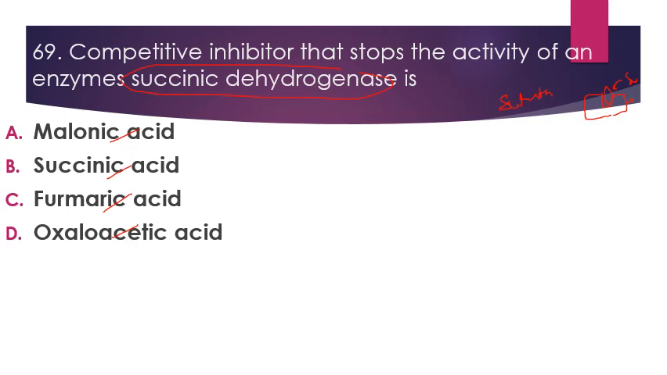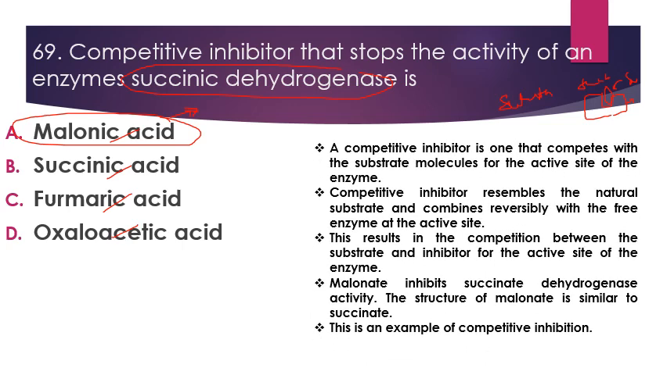So these inhibitors are known as competitive inhibitors, means they will mimic the substrate and occupy active sites on enzyme. So the right answer is malonic acid. Malonic acid is a substrate-like molecule that resembles the substrate of succinic dehydrogenase enzyme and blocks its activity. So competitive inhibitor is one that competes with substrate molecule for the active site of the enzyme.